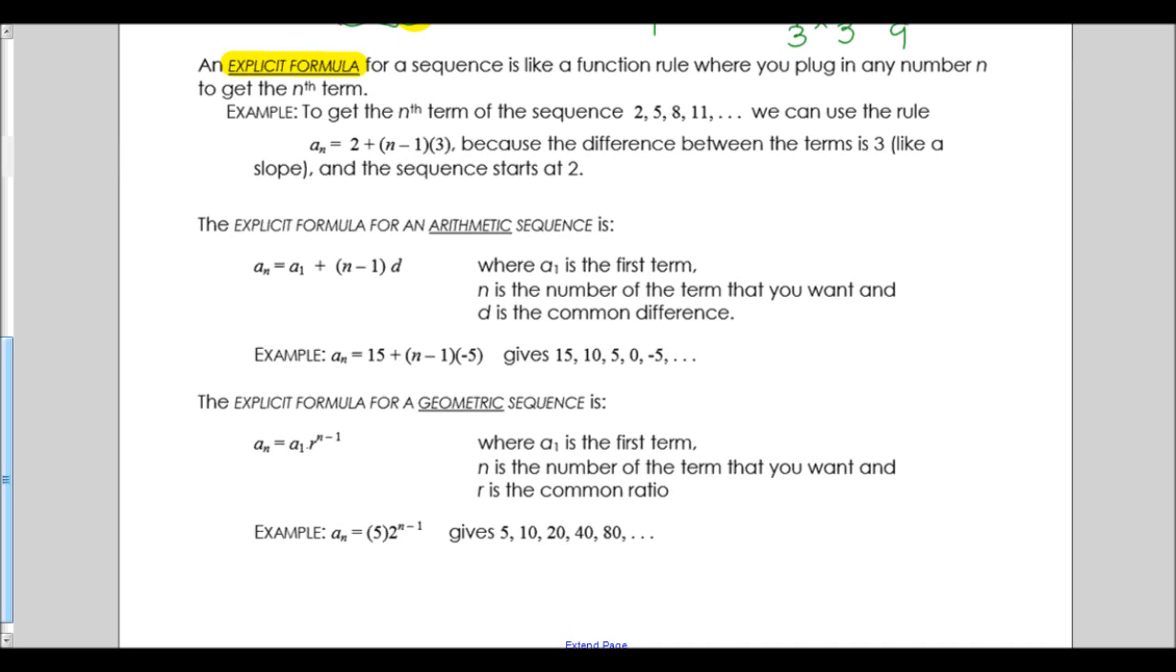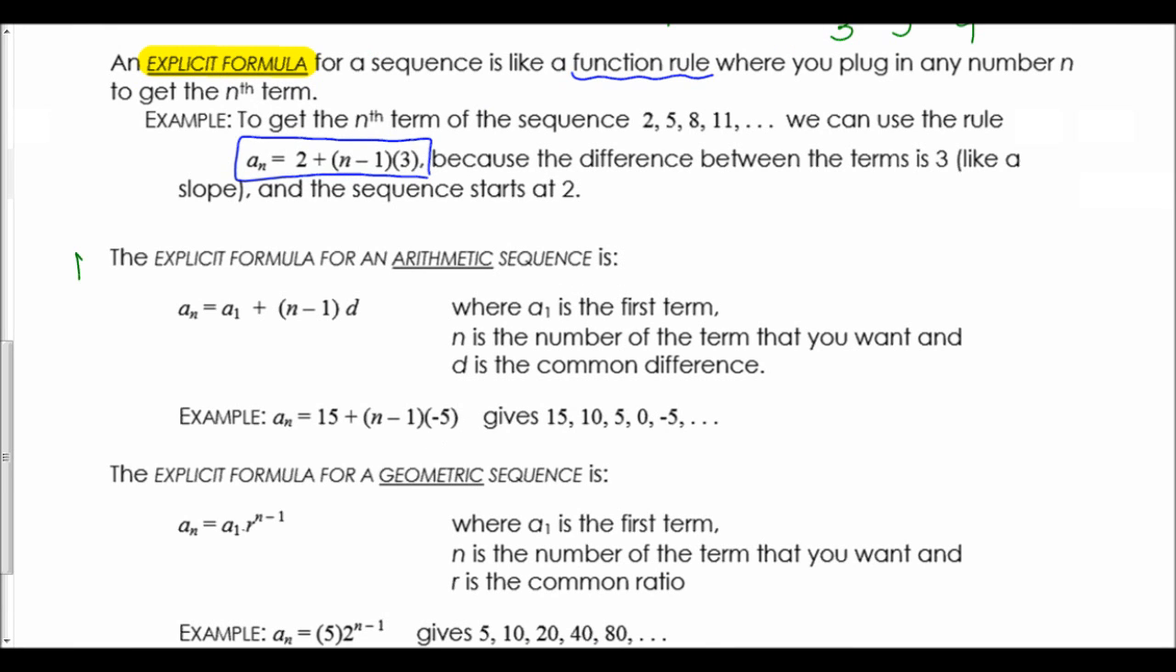In an explicit formula for a sequence, it's like a function rule, where you plug in any number n to get the nth term. So for example, to get the nth term of the sequence 2, 5, 8, 11, we can use the rule a sub n equals 2 plus the quantity n minus 1, and then I'm going to multiply that by 3 because the common difference between the terms was 3, which is like a slope of a line, and the sequence starts.